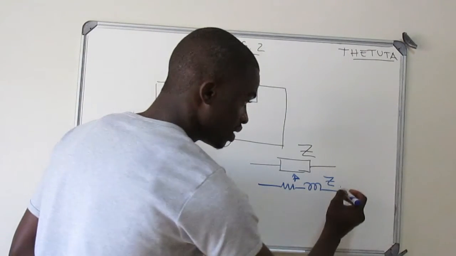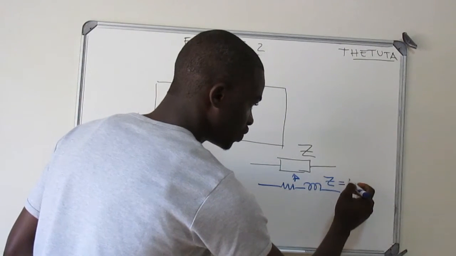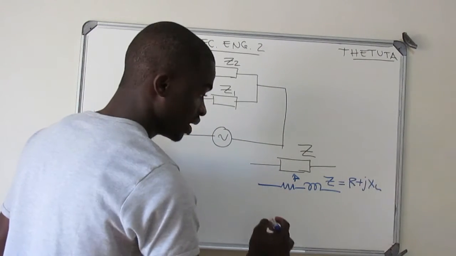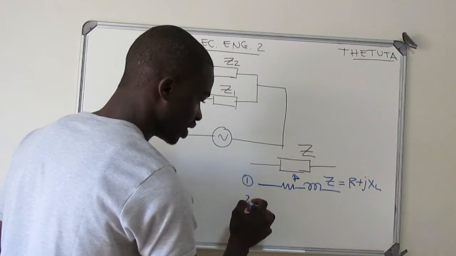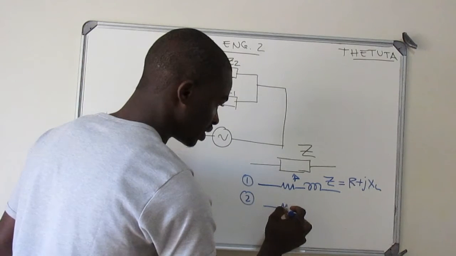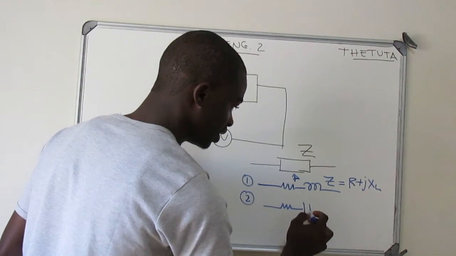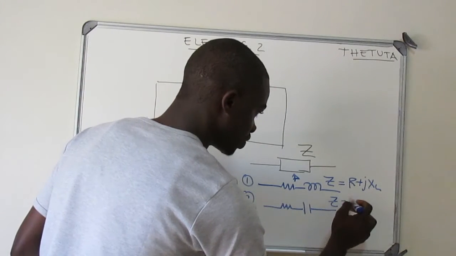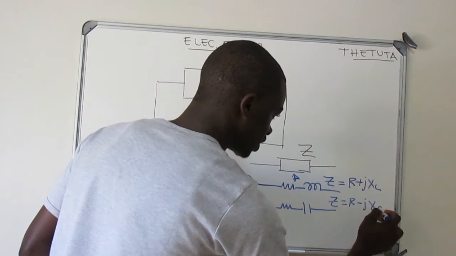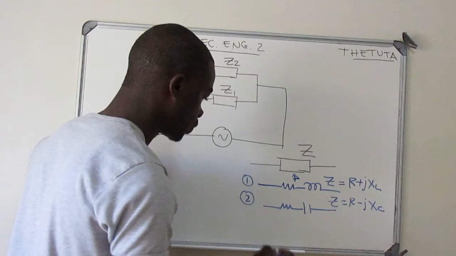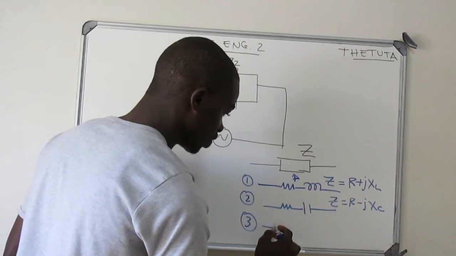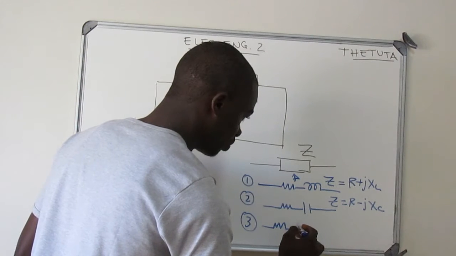Okay? And then we say every time we have a combination of the two, it's going to be R plus jXL. Another impedance we can have is an RC circuit, a combination of a resistor and a capacitor, where we can say Z is going to be equal to R minus jXC. We have explained already what to do with it. We have another type, which is an RLC, a combination of the three components.